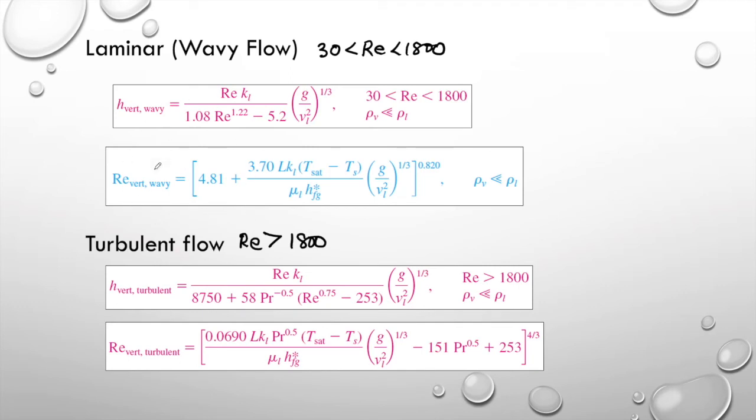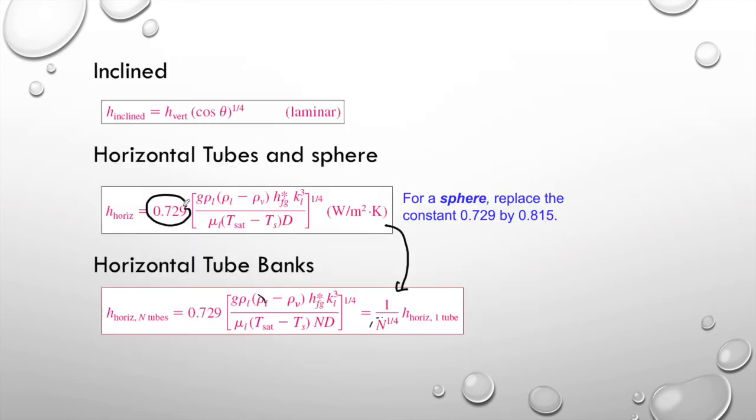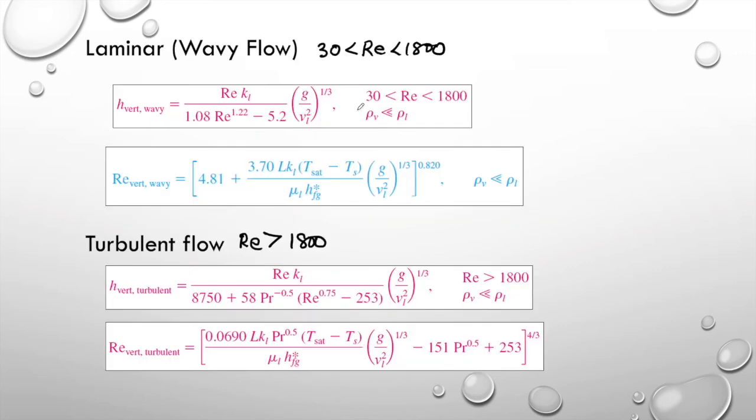So substitute your property values inside this equation. I will not write down the whole equation, I will just put the value of the Reynolds number. The Reynolds number vertical wavy that I get from here is 1287. Please substitute your values into this equation, because our first assumption is laminar wavy flow.